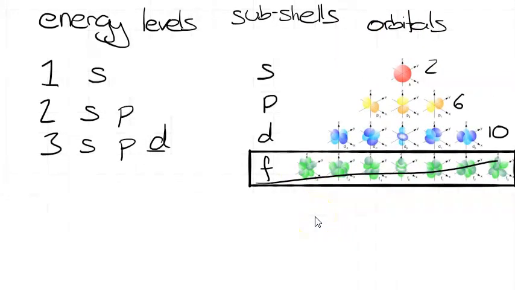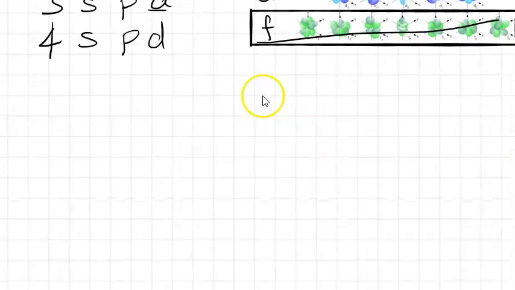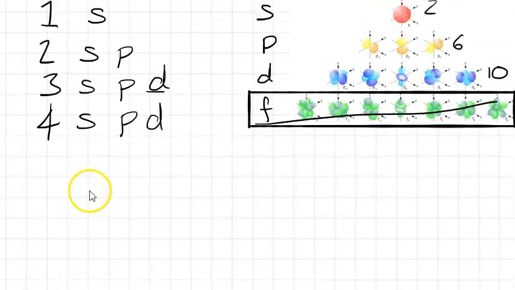So there we go. Energy level number 4 would have S, P, and D as well. So let's look at how we do the electron configuration of an element or of an atom. The way that we will do that is drawing out just what I've done here. We need to look at how we would fill these orbitals, because it doesn't go in a completely linear order.